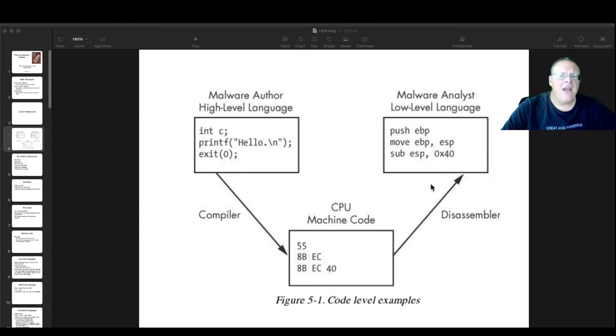All right, and then in order to make the machine code a little easier to analyze, you disassemble it back into this stuff called assembly language, which is not as easy to read as high-level language, but it's easier than reading the binary machine code. And so a malware analyst needs to get some skill at reading assembly language.